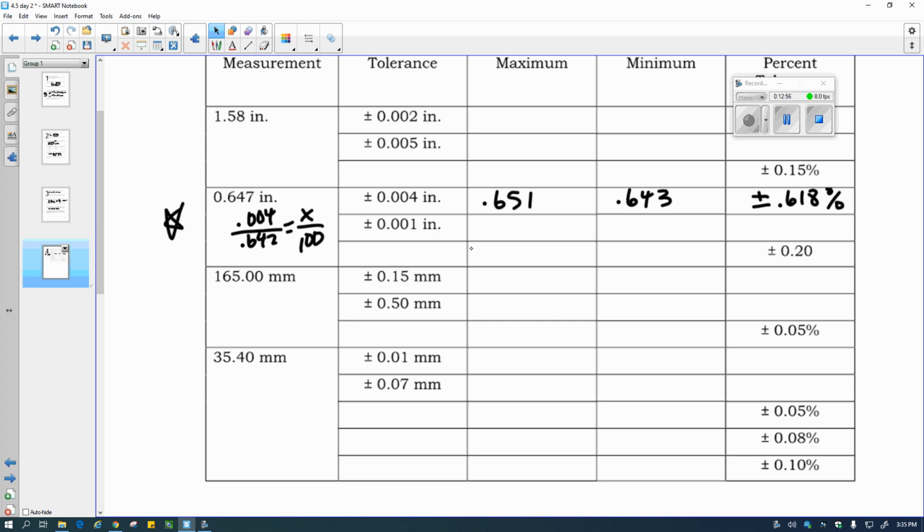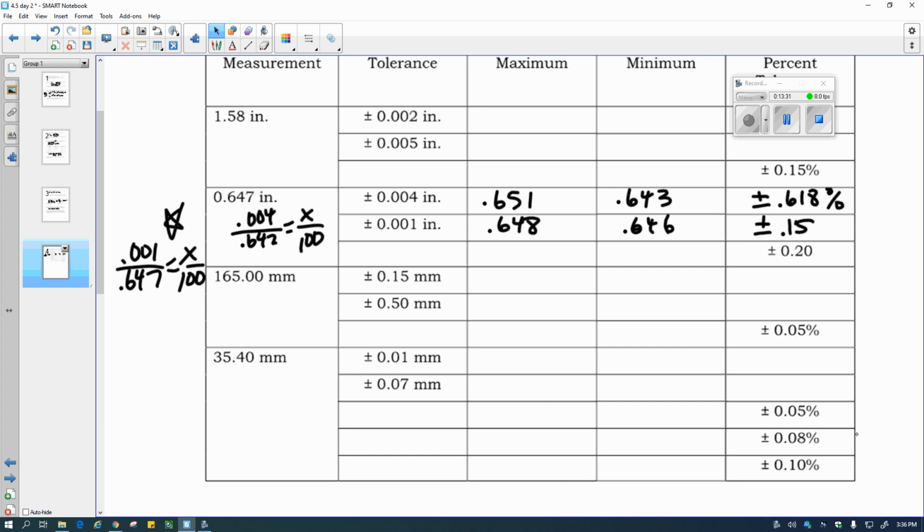Max would be added, 0.648. Min would be subtracted, 0.646. Then I have to figure out what 0.001 out of 0.647 is. And so 0.001 times 100 divided by 0.647 gives me a 0.15-ish, so plus or minus 0.15.